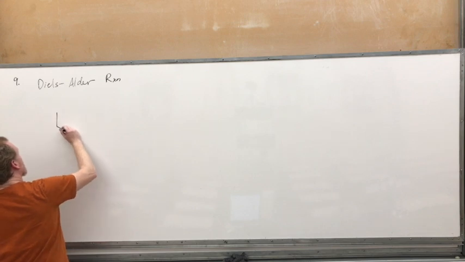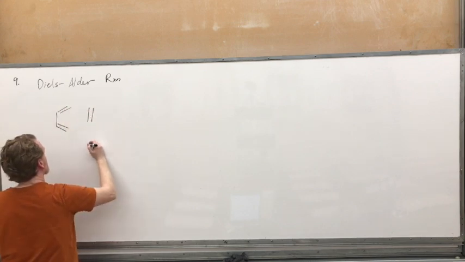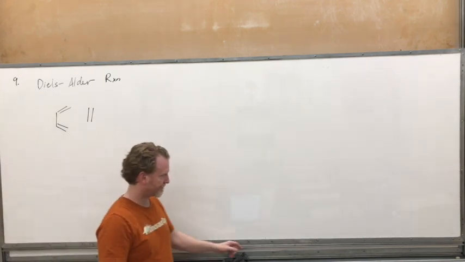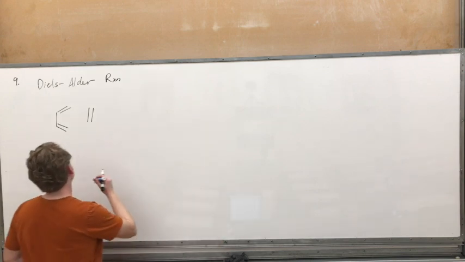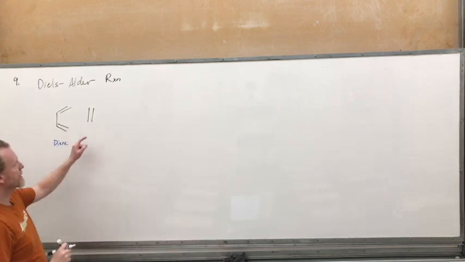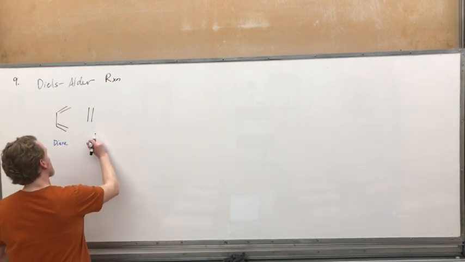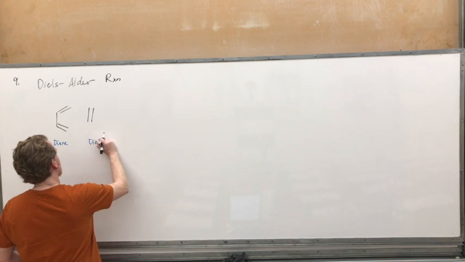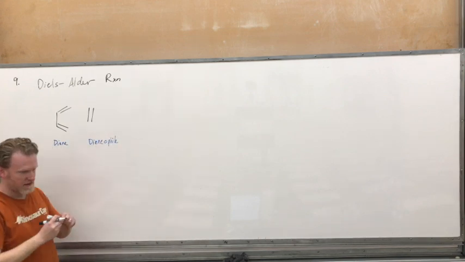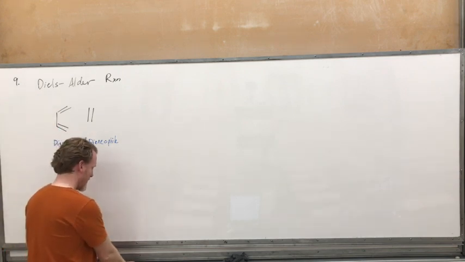So here we go. This is the simplest Diels-Alder reaction. We have a diene and it's going to react with an alkene. We refer to the alkene as the dienophile. Makes sense. It loves dienes that react. And here's how they react.